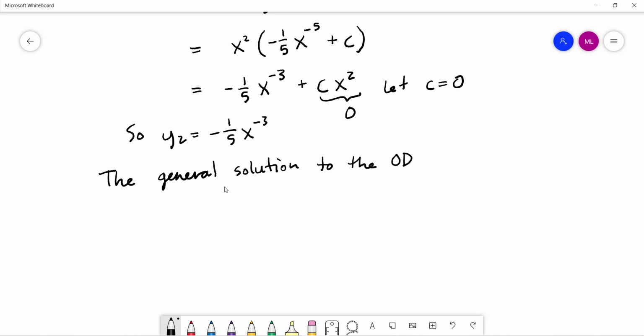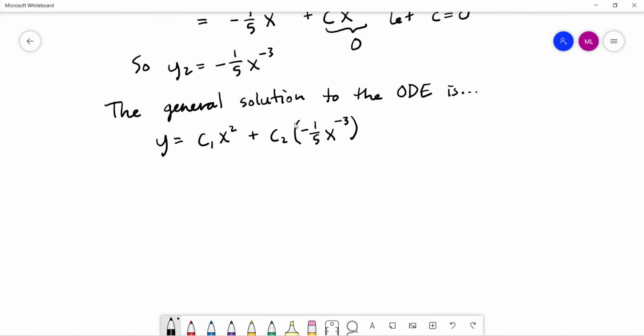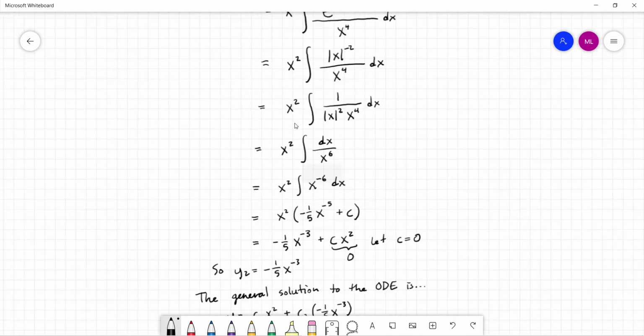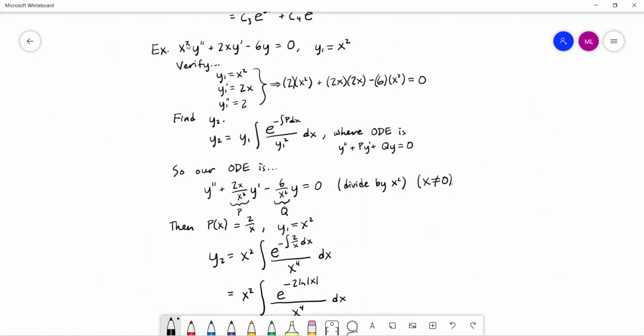The general solution to the ODE is going to be that y is equal to some constant, we'll call it c1, times the original y1, which was x squared, plus some c2 times negative 1/5 x to the negative 3rd power. And we can see who needs this negative 1/5 anyways if we've got this c2 sitting here. So we could really just, if we wanted to, call this c1 x squared plus some other constant, c3 x to the negative 3. So that will totally work as well. And so there's what our general solution to the original differential equation, sitting way back up here, would look like.